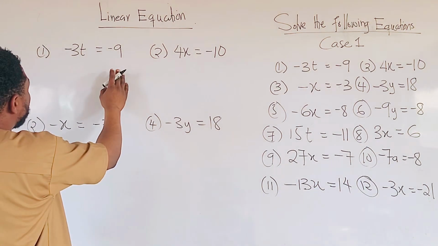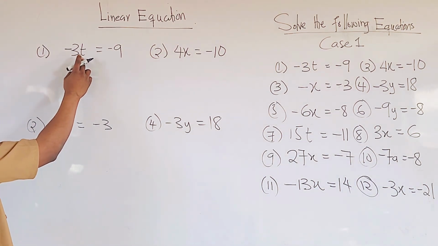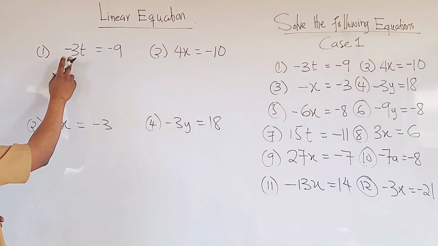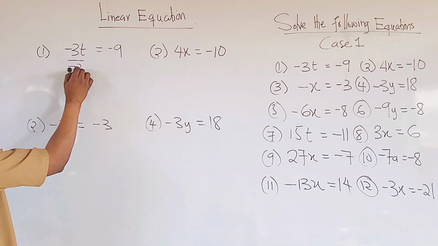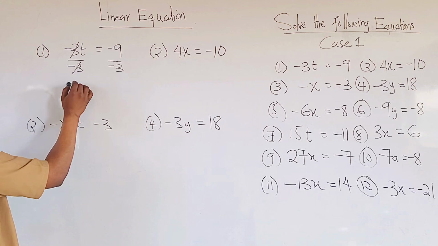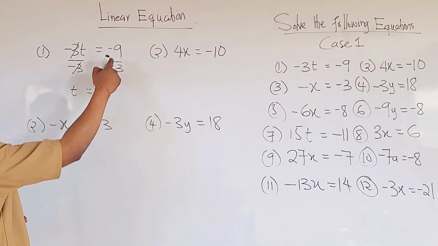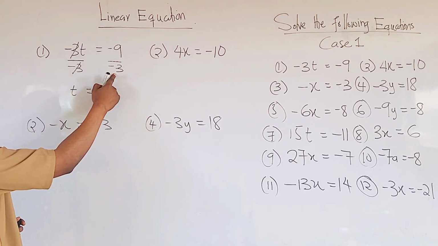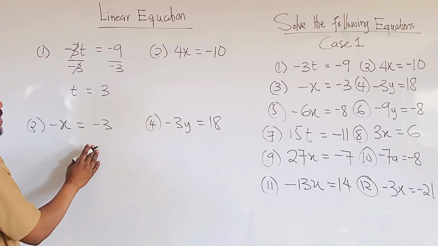Now, from question 1, we are looking for t, and the coefficient of t is -3. So we divide both sides of the equation with -3, and this will cancel this, and our t will be equal to -9 divided by -3. Our answer will be 3.